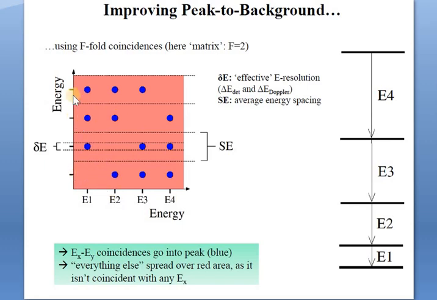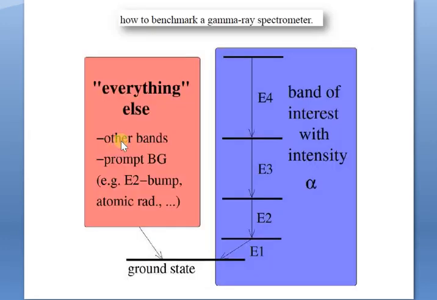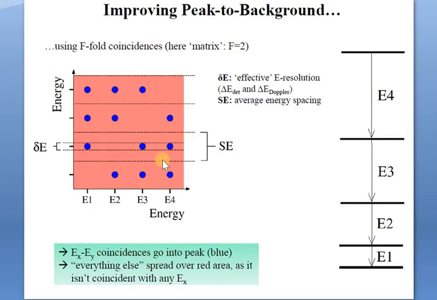Similarly, let me observe E2. Which gammas are in coincidence with E2? They are E1, E3 and E4. Similarly, the other plots look like this. Now here, these blue dots belong to the peak, and the red ones are everything else, including the Compton background. You remember this idea? The peaks of interest correspond to the blue color, and everything else belongs to the reddish color.